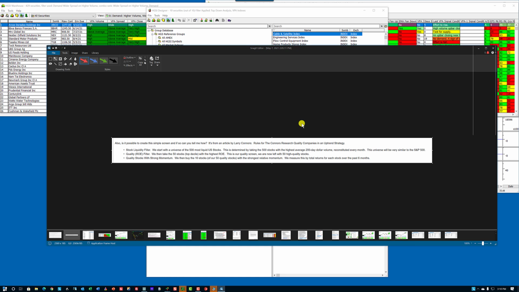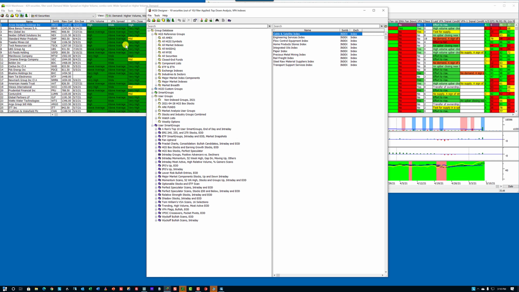This is from Larry Connors. Rules for the Connors Research Quality Companies in an uptrend strategy. Rather than going through multiple filters and so on, stock liquidity, quality ROE filter, quality stocks with strong momentum, this is what I came up with, and it may or may not work for them.